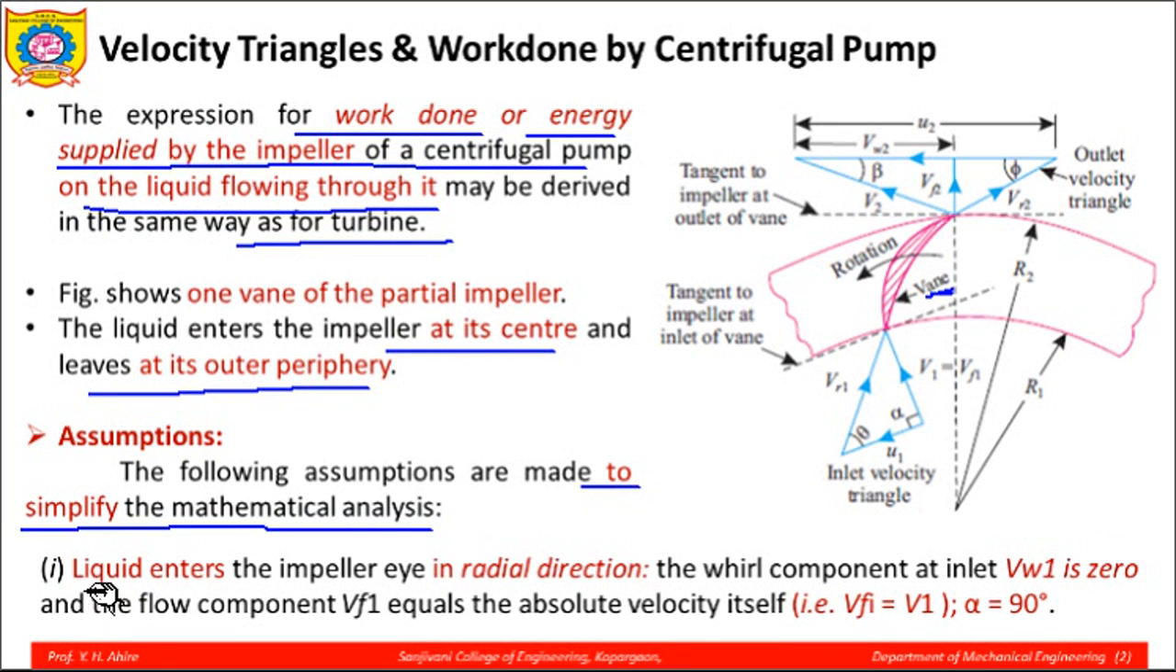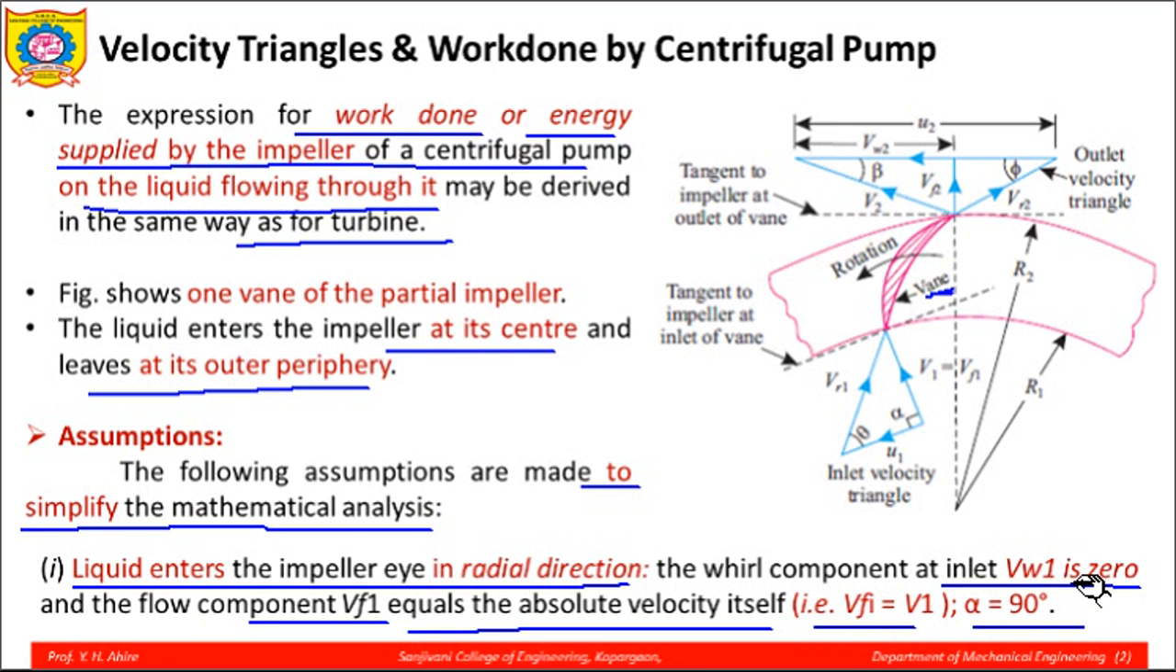Assumption number 1: liquid enters the impeller eye in a purely radial direction. It means the whirl component of the velocity of water at the inlet is neglected. So VW1, the whirl component of velocity of water at inlet, is neglected, is 0, and the flow component at inlet, VF1, equals the absolute velocity V1 at the inlet. So VF1 is equal to V1. So logically alpha is equal to 90 degrees.